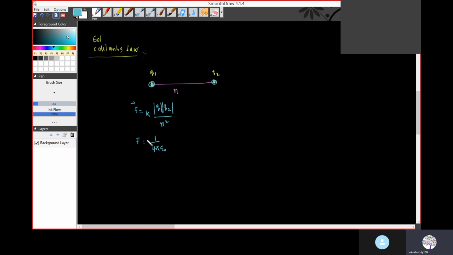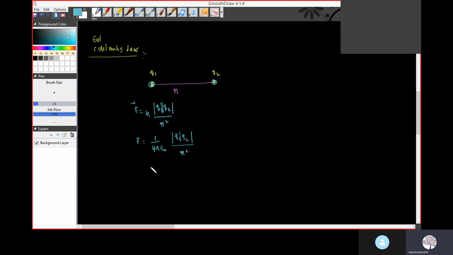So this force F is equal to 1 by 4 pi epsilon naught, which is a constant, because force is directly proportional to Q1 Q2. Every time I'm not writing this modulus, I'll just write Q1 Q2, but you have to remember that this is modulus. Even if it has negative charge, you have to write positive only. F is equal to 1 by 4 pi epsilon naught Q1 Q2 by R square, where R is the distance between their centers.